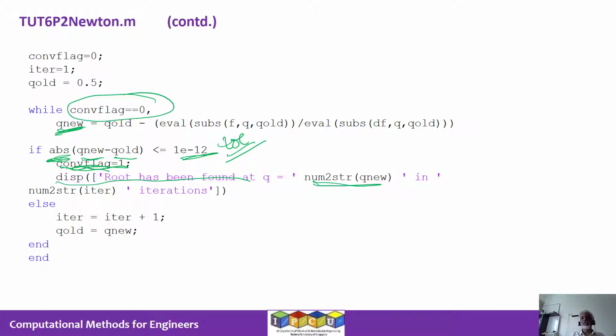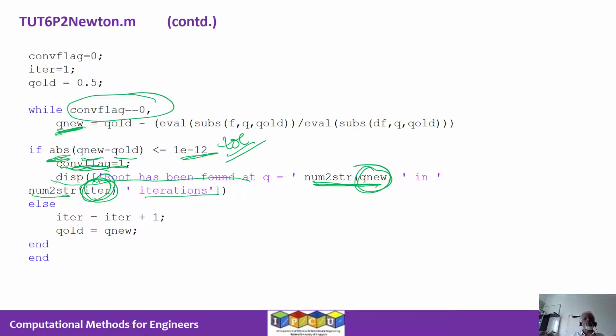I just convert it into a string, and then I say it also happened in so many iterations. So whatever is the iter counter, I also convert that into a string, because this display is going to display a string. So wherever I have numerical values, I will use the num2str, number to string command, to convert the number into a string so that display can display it. This is only for display purposes.